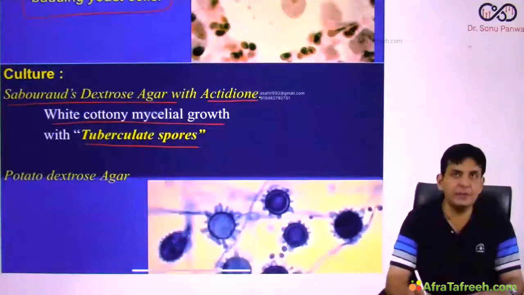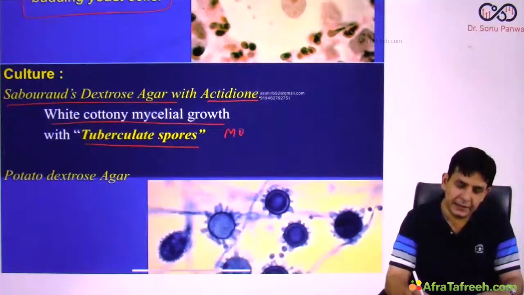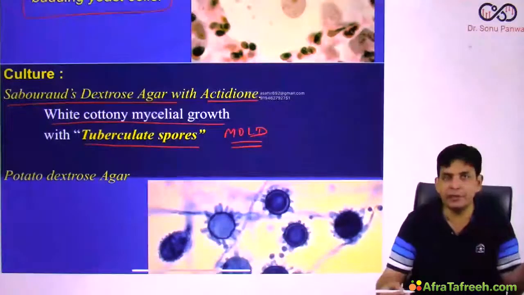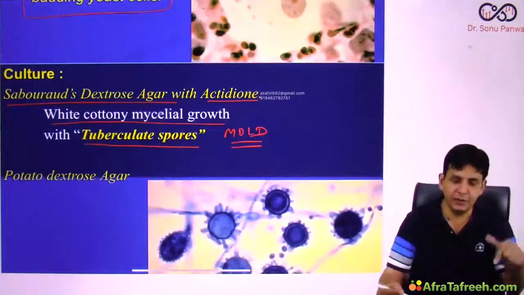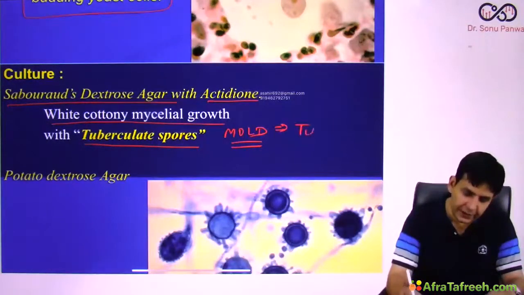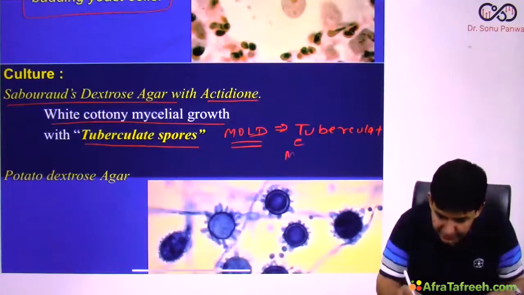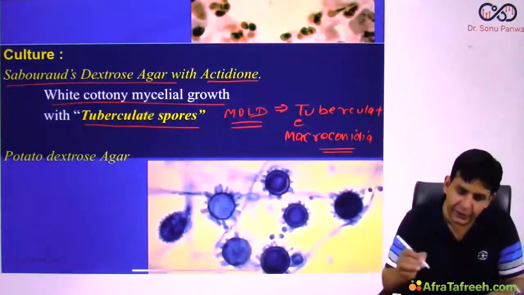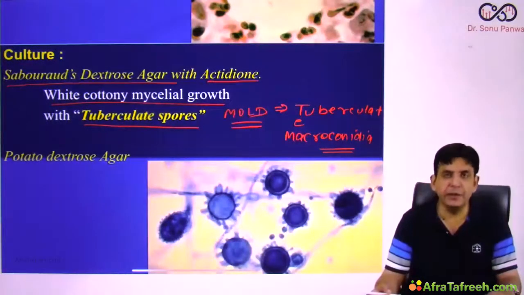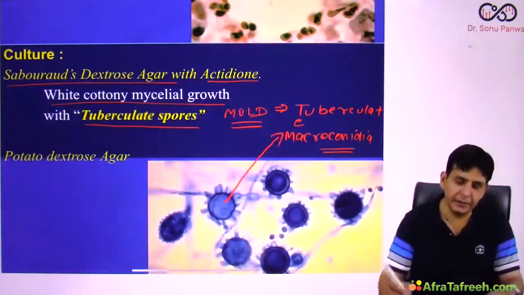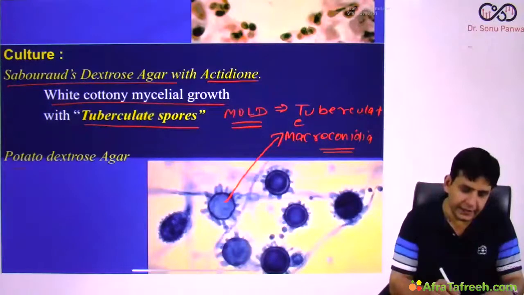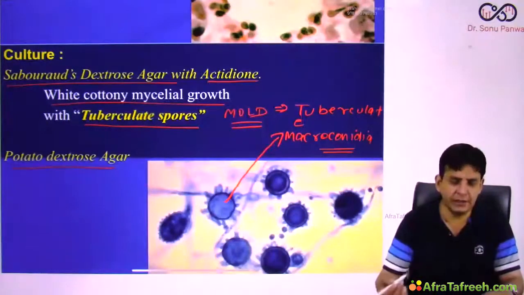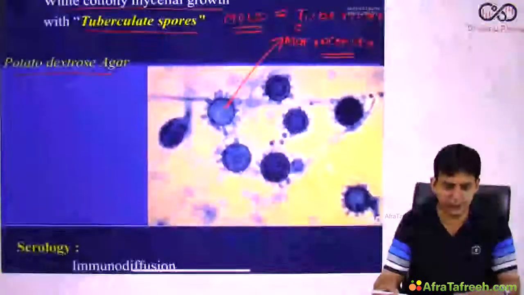So these spores are also termed as macroconidia, and this is the mold form of it, which we are talking about now, that mold form at 22-25 degrees. So that is the mold form, the tuberculate macroconidia or tuberculate spore. Okay, and this looks like this. This is typical of tuberculate macroconidia, which looks like a sunflower. Then another medium which you can use is potato dextrose agar. Other than the Sabouraud dextrose agar, you can use potato dextrose agar also.